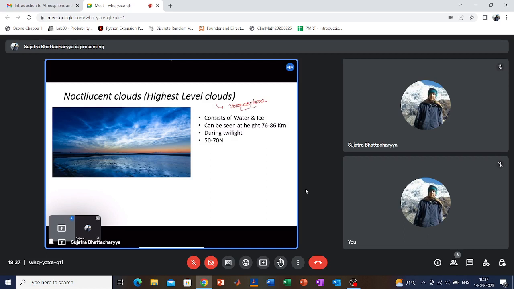That is starting from the cirrus clouds, alto related clouds, then cumulus clouds, then stratus clouds, and in fact cumulonimbus. These all clouds are in the troposphere. But these noctilucent clouds are not present in the troposphere. So where are they present? They are present at a height of about 76 to 86 kilometers. 76 to 86 kilometers means it is near the mesosphere.